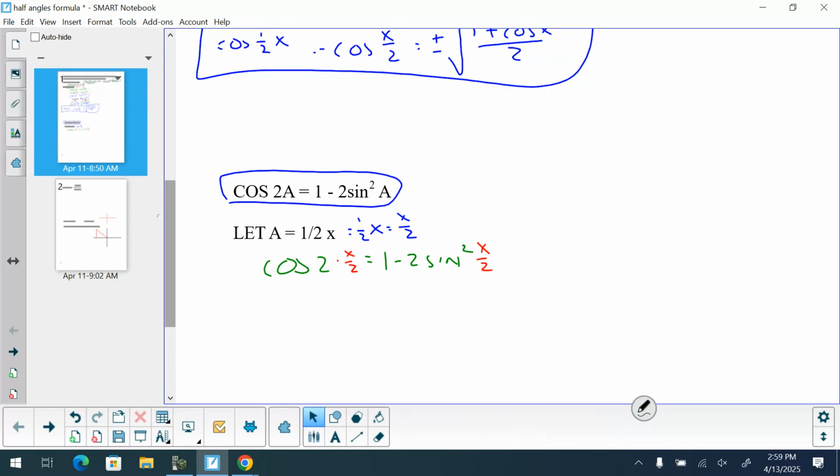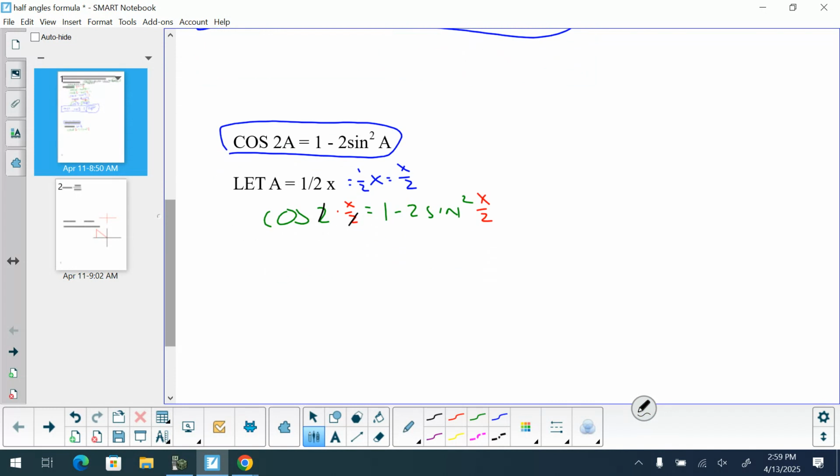Once again, on the left-hand side, the 2's are going to cancel out. So we're left with the cosine of x is equal to 1 minus 2 sine squared x over 2.